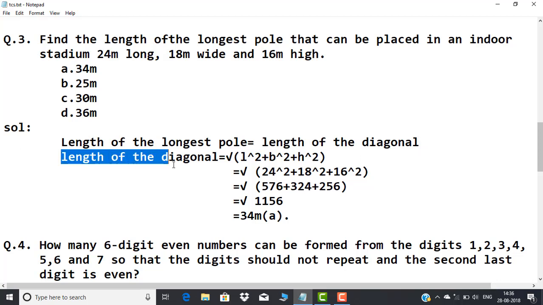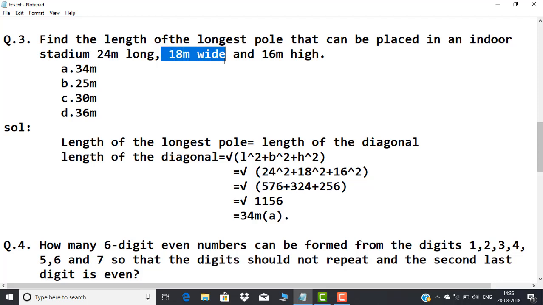Okay, so the length of the diagonal will be equal to the square root of length square plus breadth square plus height square. In this question, as it is given 24-meter long, we have written 24 square, 18-meter wide, so 18 square, and 16-meter high, that is 16 square. When we take the square root of this, we get 34 meters. So our correct answer will be 34 meter.